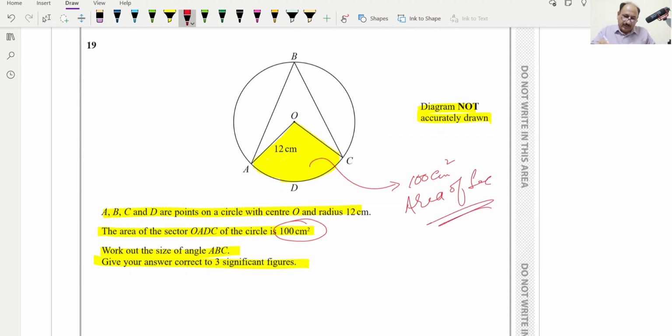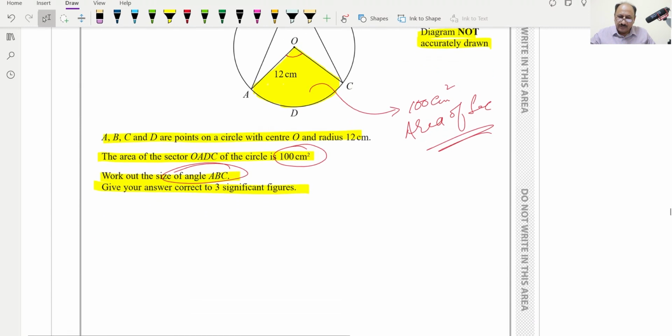To find the angle ABC, our strategy will be to find this angle because the area of the sector is provided, and then we will divide it by 2, and that will be angle ABC. First of all, the area of the sector is provided, and we know that the area of a sector is equal to theta over 360 times pi r squared. So this is the formula for the area of the sector. The area of the sector is provided as 100.